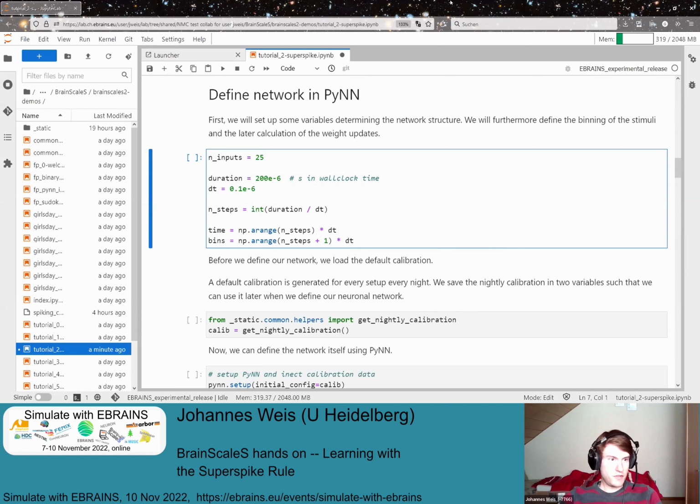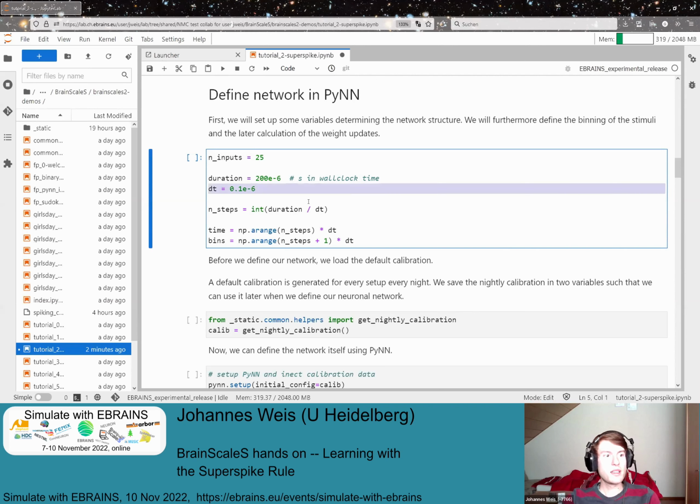Okay, first we will define a number of inputs and an experiment duration for our experiment. This is right now only to generate the target spike train, but we will then reuse those parameters also for learning.